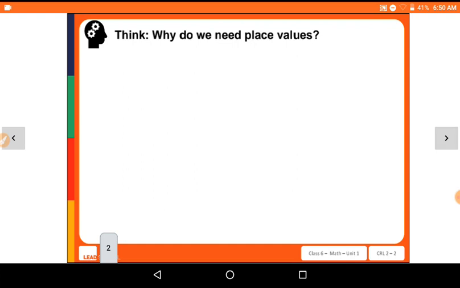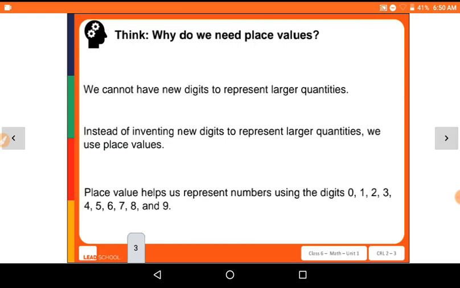Why do we need place values? क्यों हमें ज़रूरत है place value की? So we can say that we cannot have new digits to represent a larger quantity. हमारे पास जब न्यू डिजिट नहीं होती, मतलब 0 से 9 के अलावा हमारे पास कुछ नहीं होता, that time we are using some larger quantities over there. That time we cannot have new digits to represent larger quantity. That time we need the place values.